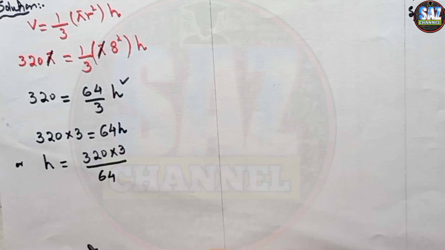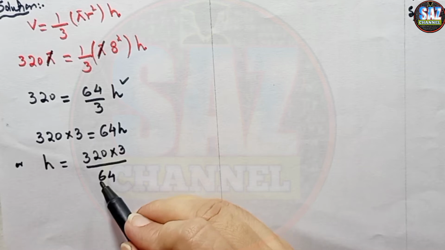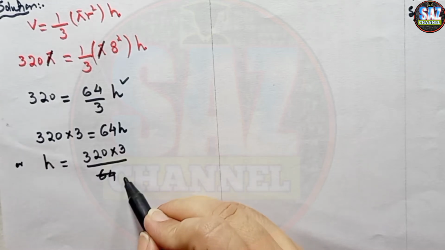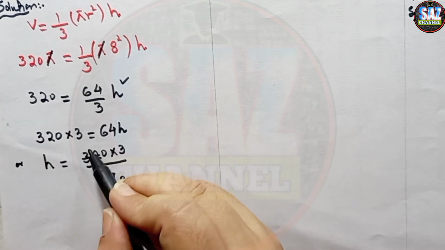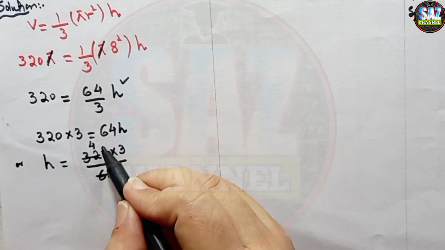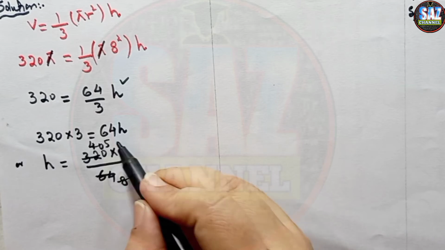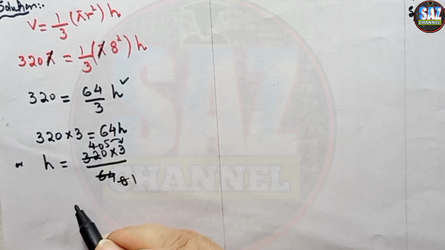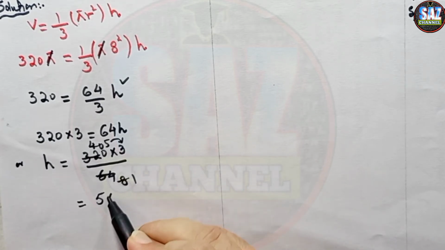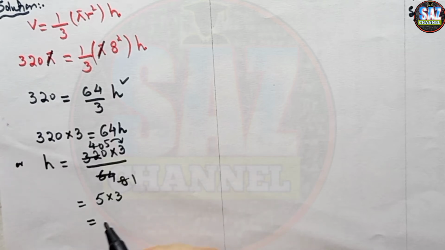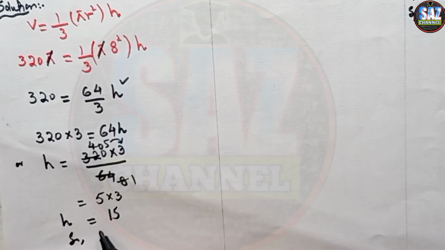Now either we can use the calculator, or if it is in paper one, we should have a good hold on tables. 8 8s are 64, and 8 4s are 32 and 0, and then again 8 1s are, and 8 5s are, and I'm left with 5 multiplied by 3. 5 multiplied by 3, which is equal to 15. Okay, and height is 15 centimeter. So height equals to 15 centimeter.